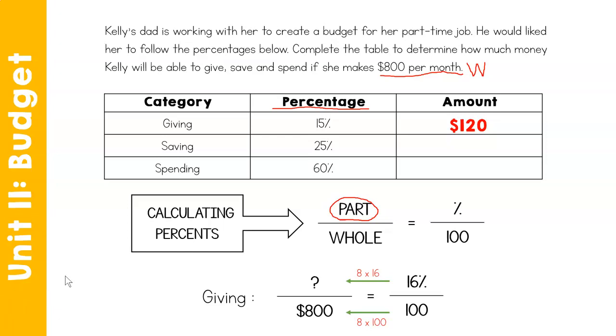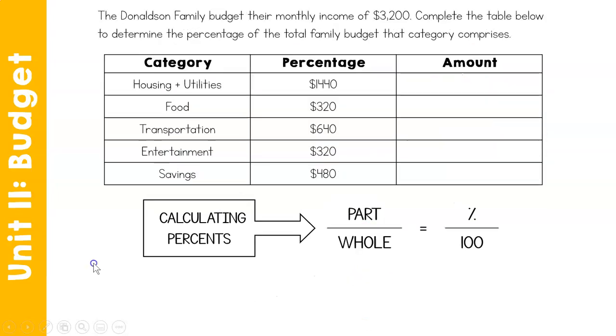Okay, so hopefully you paused the video. Hopefully you've solved for saving and spending. And if you solved for the saving, 25% of $800 would give you $200. And 60% of $800 would give you $480. Okay, so we're going to move on to the next example.